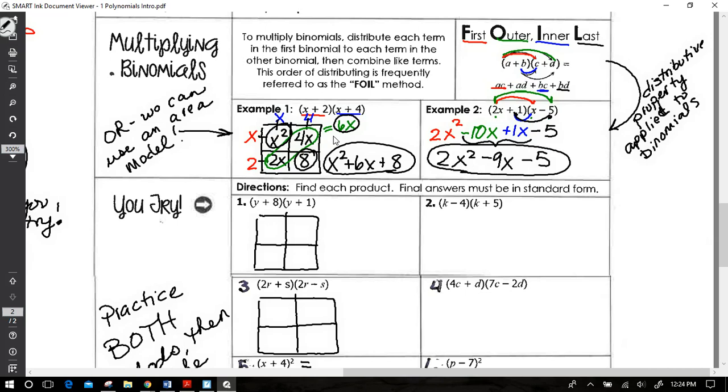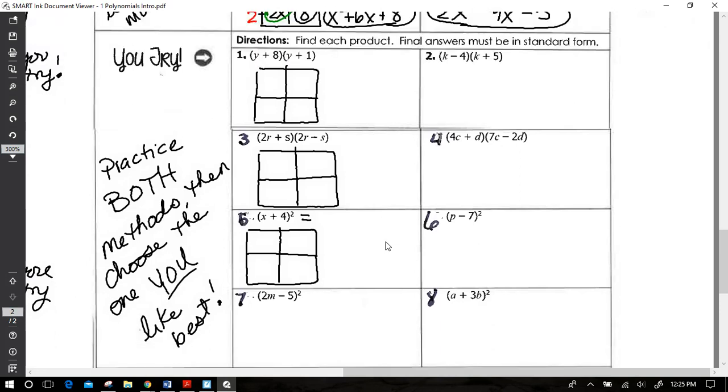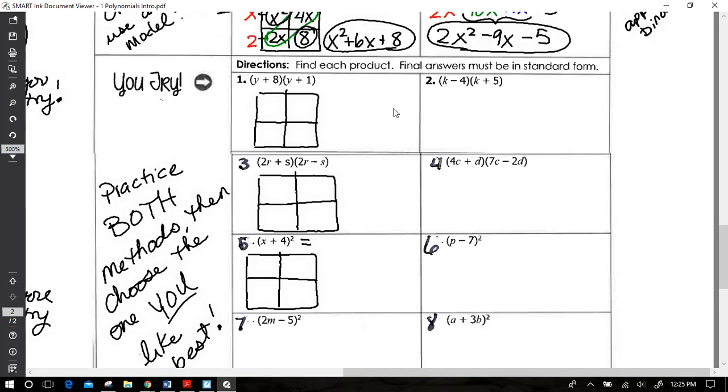All right, so you can refer to it as FOIL if you want to, but it is really just utilizing the distributive property to binomials. So I have shown you how to use each method, and I would like for you to try to practice some of these right here, okay?